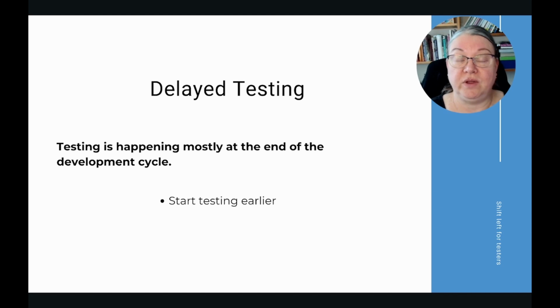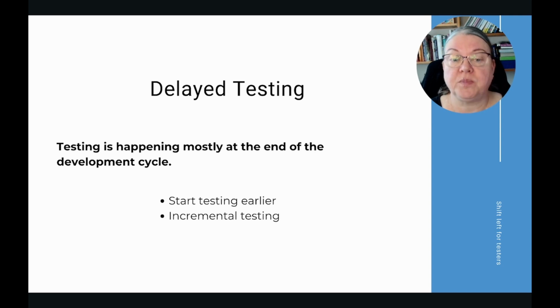This means involving quality advocates right from the beginning of the development cycle. You need to get in on the design discussions, the code reviews, and the sprint planning meetings. Early input can help catch potential problems before they become major headaches later on.